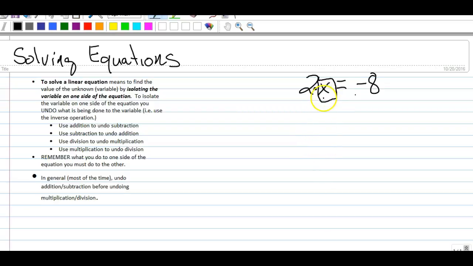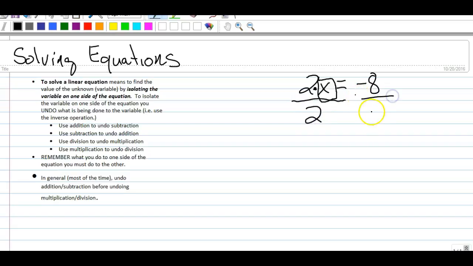So once you identify the variable, ask yourself what's being done to the variable. In this case, x is being multiplied by 2. So in order to isolate the variable on one side of the equation, I need to undo what's being done. Well, x is being multiplied by 2. So we use division to undo multiplication. So I'll have to divide both sides by 2. And this is the way that I indicate that I'm dividing by 2.